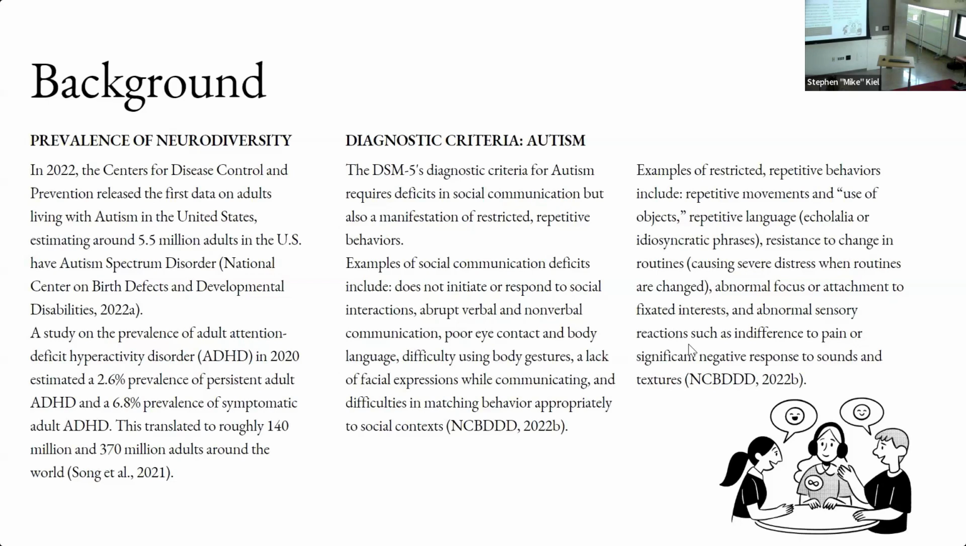Examples of restricted repetitive behaviors include repetitive movements and use of objects, which is lining things up, putting things in order repeatedly, repetitive language, resistance to change in routines, causing severe distress when routines are changed. This also includes transitioning, abnormal focus or attachment to fixated interests, and abnormal sensory reactions such as indifference to pain or significant negative response to sounds and textures.